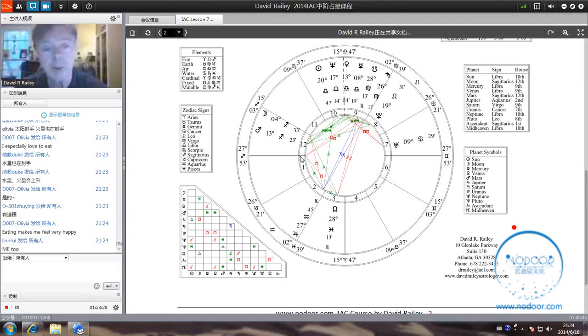And eating makes a lot of people happy, but particularly I think this is a Sag Jupiter issue too. But eating can make a lot of people happy.